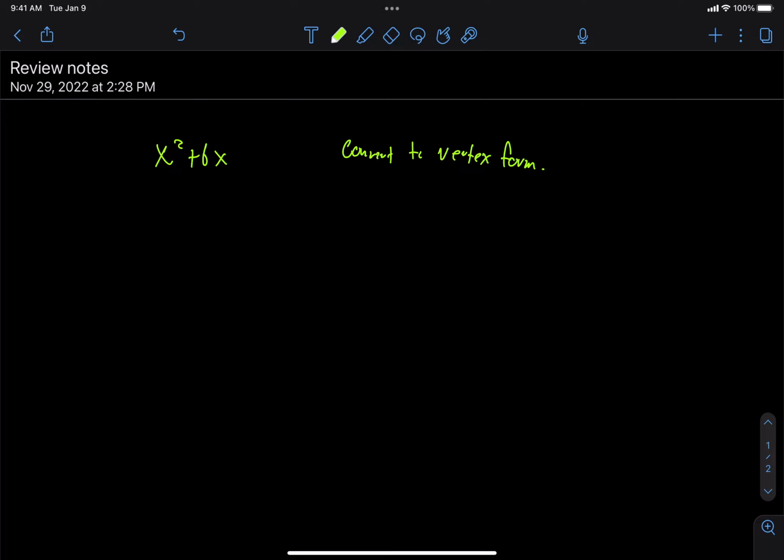Okay, so for something like this, there's a couple different options that you can do. You can complete the square, or for something like this, you could even use a second method. So I'll show you method number 1, which is completing the square. How do we do that again? Do you remember?